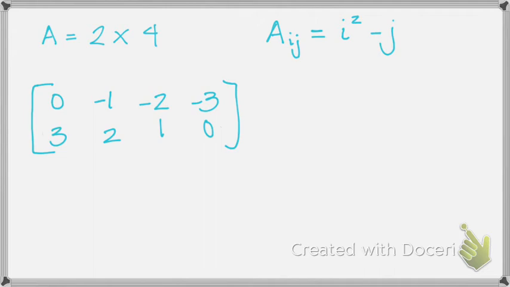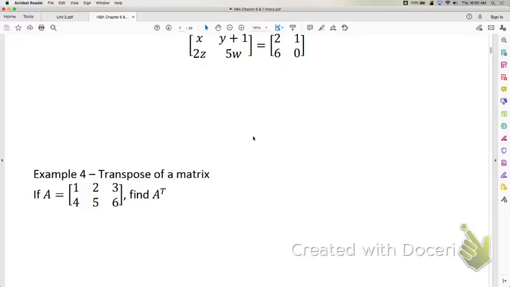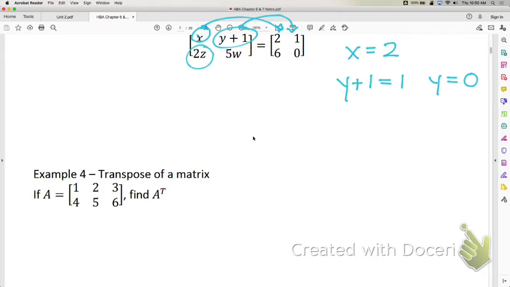Why are we lost? If you have two matrices that are the same size and they are equal to each other, then their corresponding pieces are equal. Okay? So that means this X is equal to what? 2. Yay. This one, Y plus 1, is equal to 1, which tells me that Y is equal to 0. You got a little too excited there. 2Z is equal to 6, so Z is equal to 3.